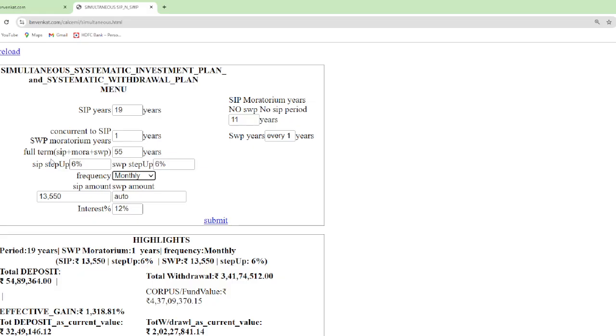Frequency, it is the frequency of both SIP and SWP. It has to be the same. Let it be monthly. SIP amount: start with a SIP amount of, let us say, 15,000 rupees per month. SWP is an automatic amount. We don't have to fill it. The interest rate: in mutual funds, we can assume a return of 12% in the long run. Submit.